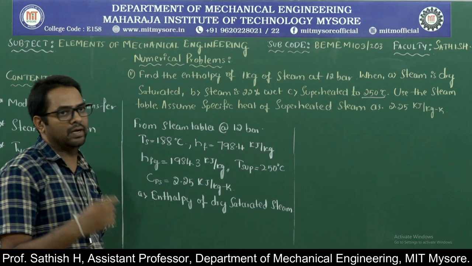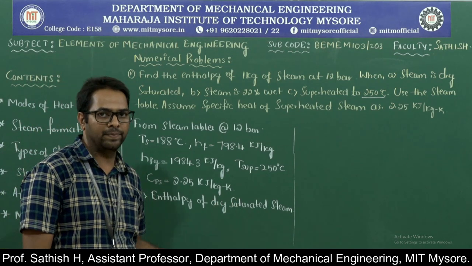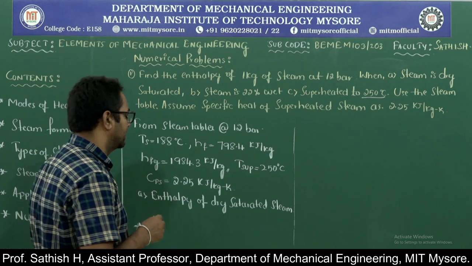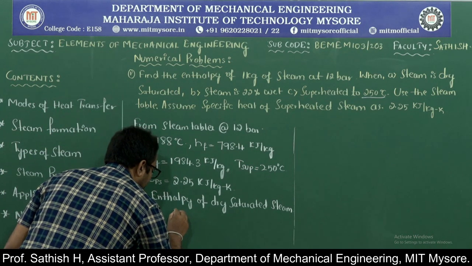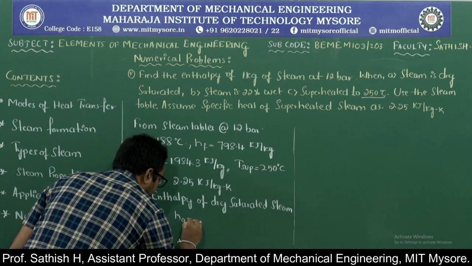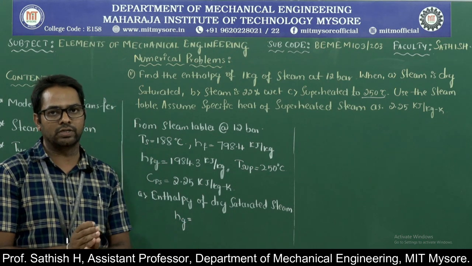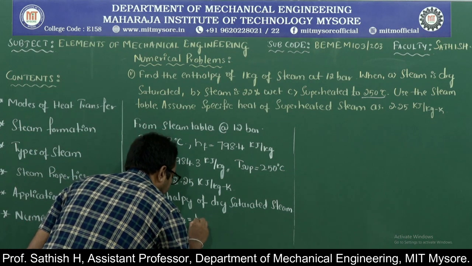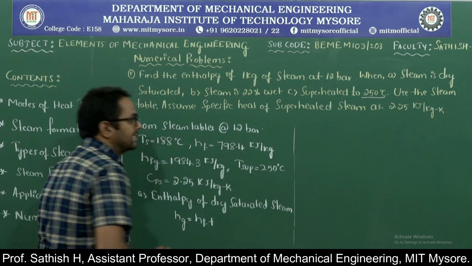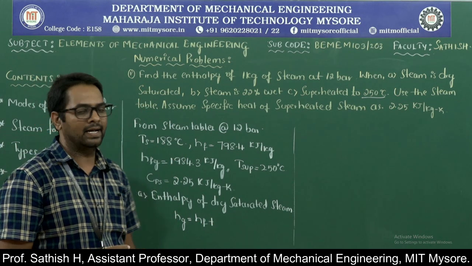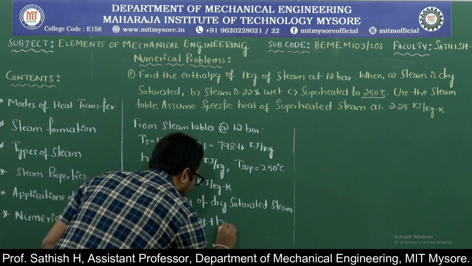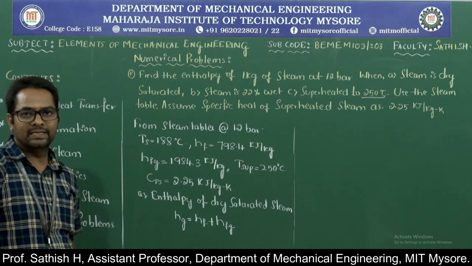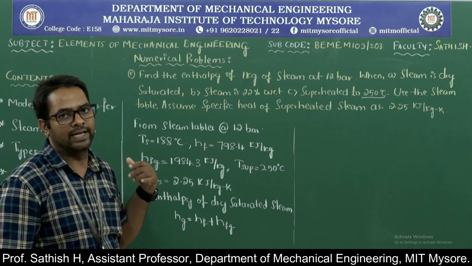We know from the previous topics how to calculate the enthalpy of a dry saturated steam. There is one formula: Hg, the enthalpy of the dry saturated steam, is equal to the summation of two terms, Hf, the sensible heat, plus Hfg, the latent heat of evaporation. We need to substitute and simply add them together, and you will get the value of Hg.